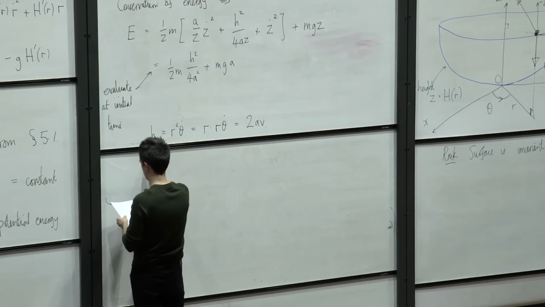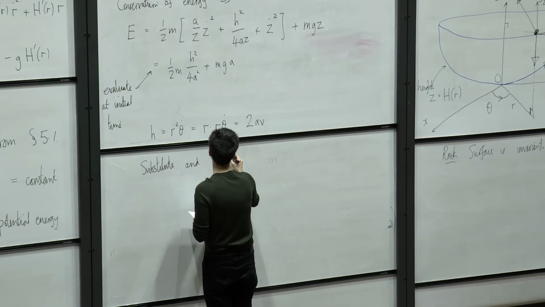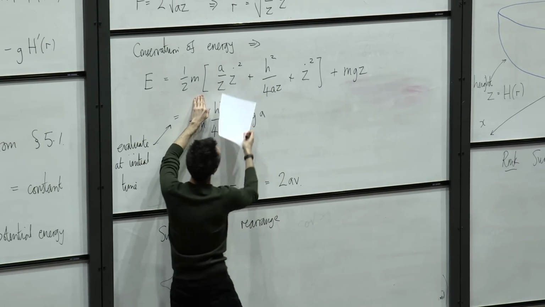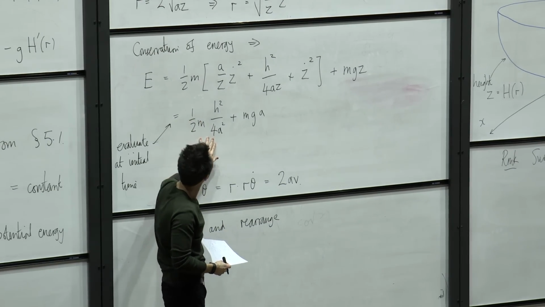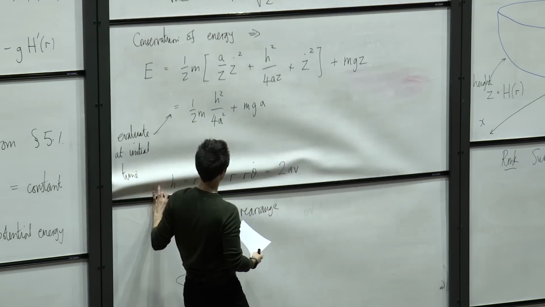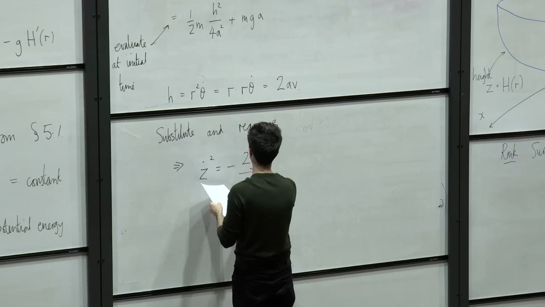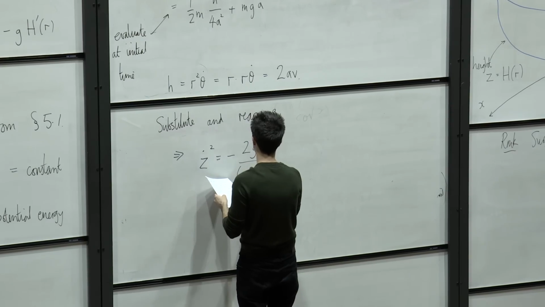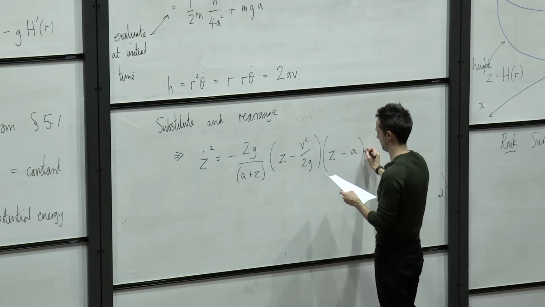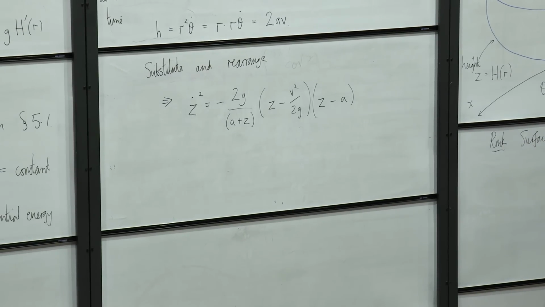So if you substitute that into the equation for energy, and then rearrange the conservation of energy equation. So I'm reading this line here, which has got a z dot squared in it, equals the right-hand side, which is a constant. And I solve this for z dot squared. So all the terms with a z dot squared, put those on one side, shove everything else onto the other side, and you get this. So z dot squared is, and a little bit of algebra tells you the right-hand side, is minus 2g over a plus z times z minus v squared over 2g, z minus a. Okay, so that is the conservation of energy equation when you rearrange it for z dot squared.